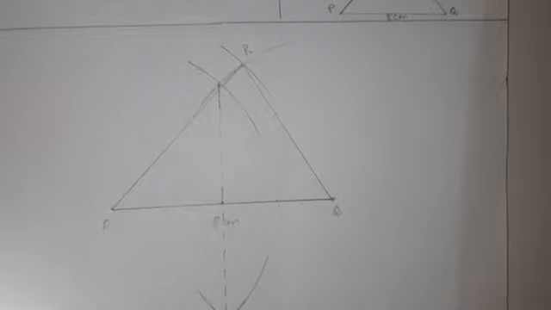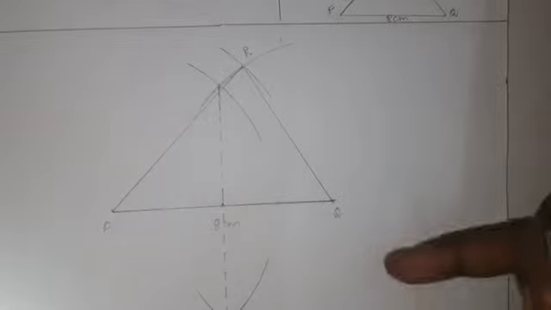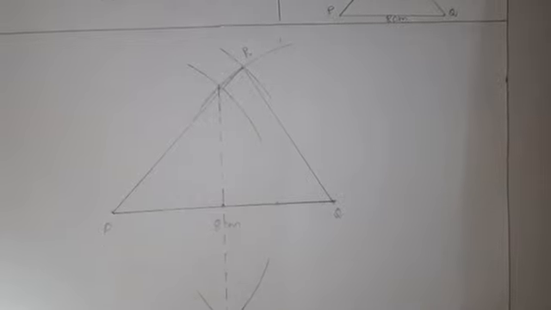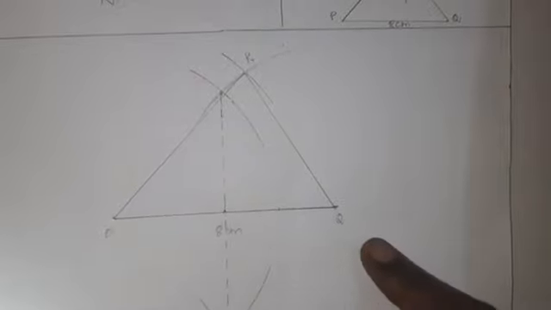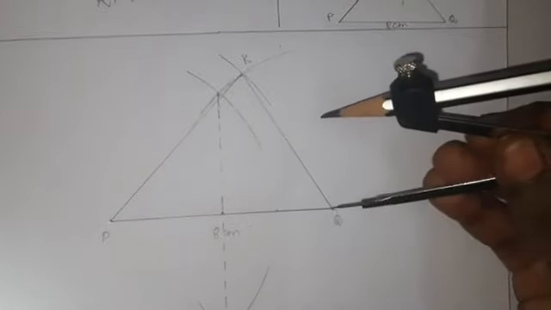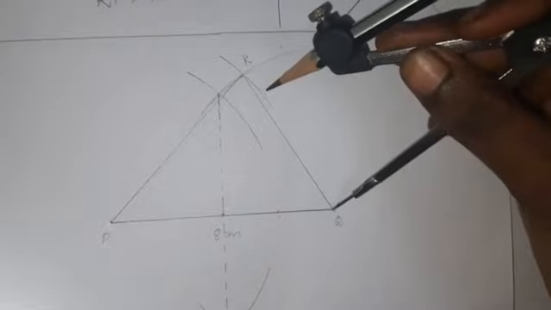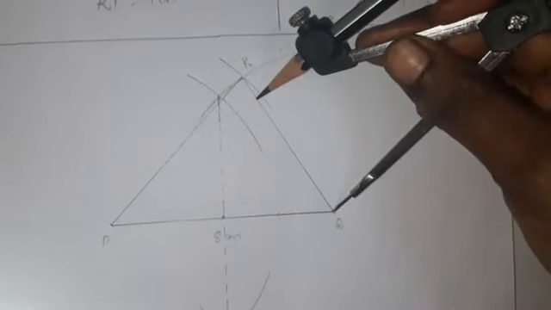Next I am going to draw the perpendicular bisector line of another side. In a triangle you have 3 sides, so the perpendicular bisector should be drawn for any 2 sides. So the first side I have drawn. Next I am going to draw the perpendicular bisector line of QR. So take more than half of this line. The line is up to this. It should be more than half.